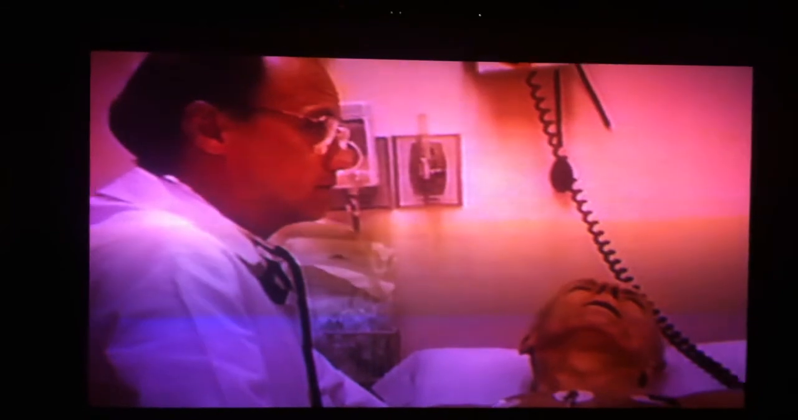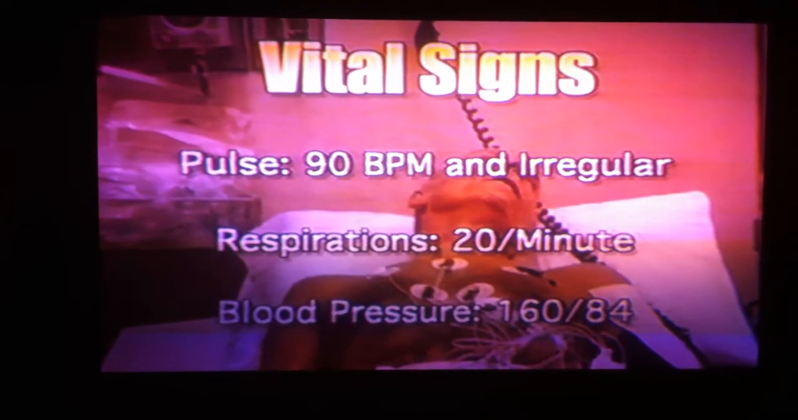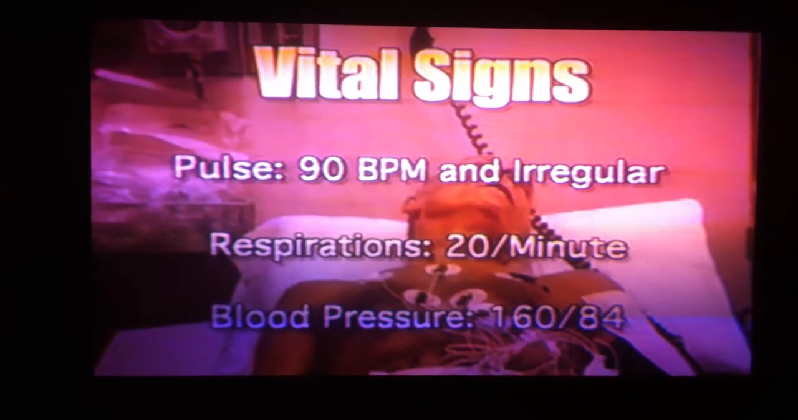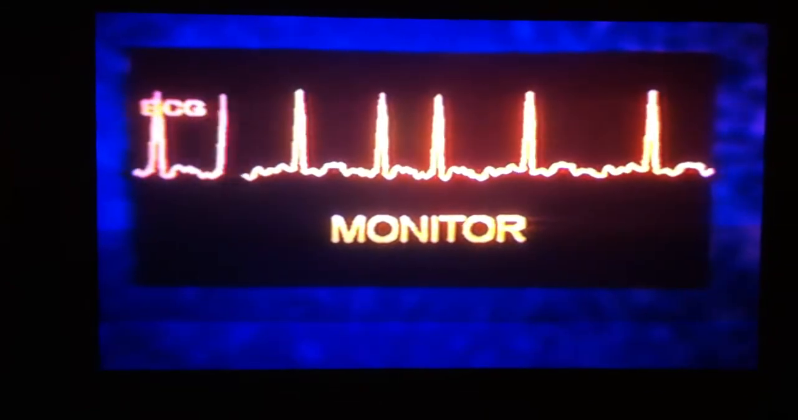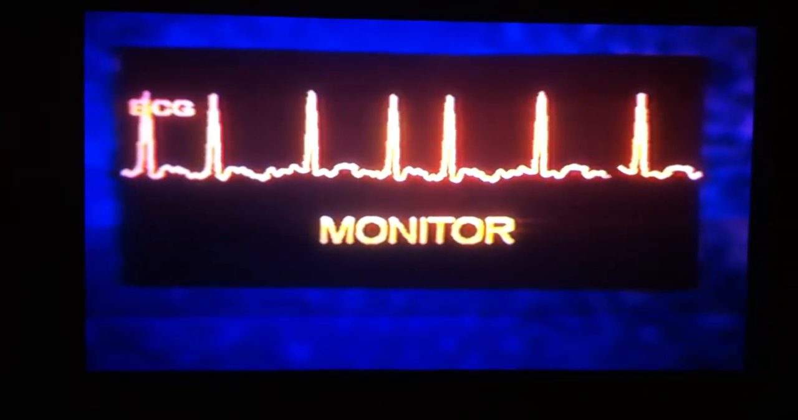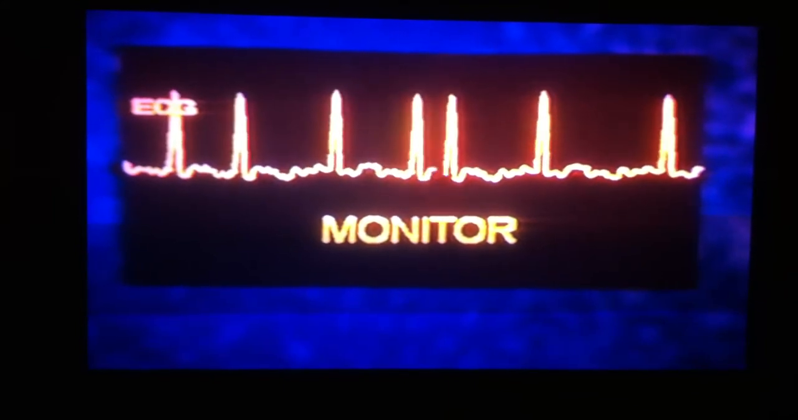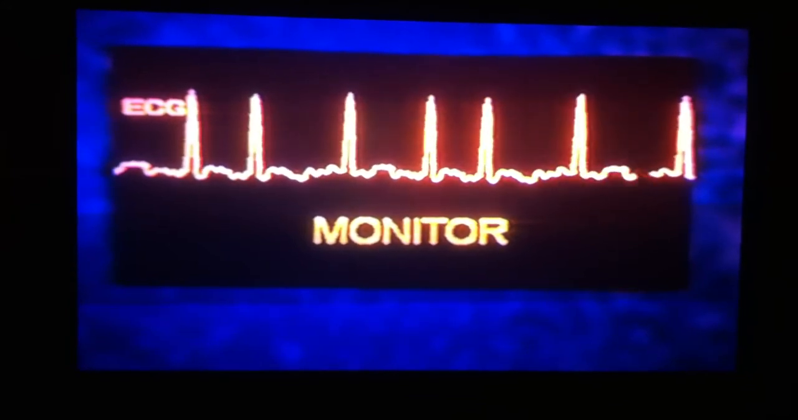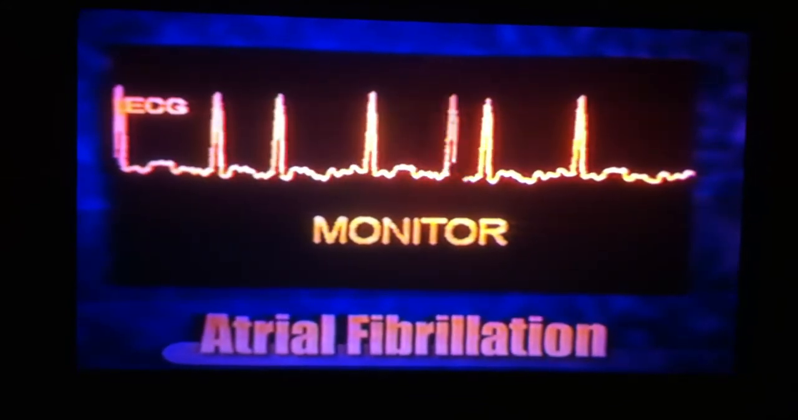Your next case is Mr. Buchanan. Mr. Buchanan is a 72-year-old retired engineer. You're preparing him for a hernia operation scheduled for the next morning. He has a history of myocardial infarction 3 years ago. He takes digoxin and Lasix. His vital signs are pulse 90 and irregular, respirations 20, blood pressure 160/84. On the monitor, you see this rhythm. The correct interpretation is atrial fibrillation.